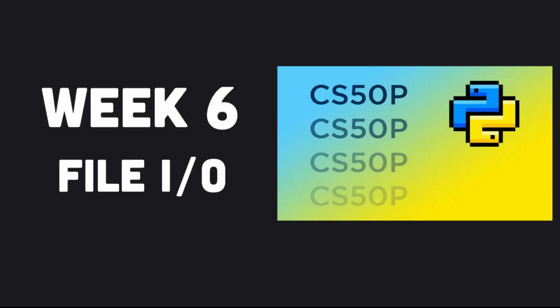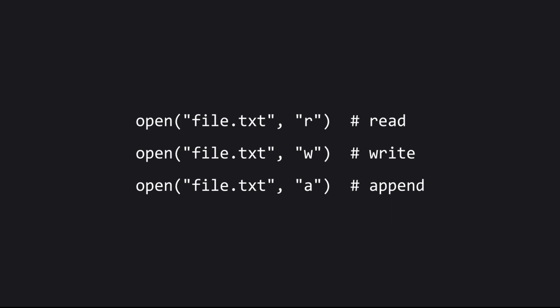Let us start with the basics of opening a file. You can use the open function with a mode. Mode R is for reading. Mode W is for writing. Mode A is for appending. If you use W, it will overwrite the whole file. If you use A, it will add new data to the end.